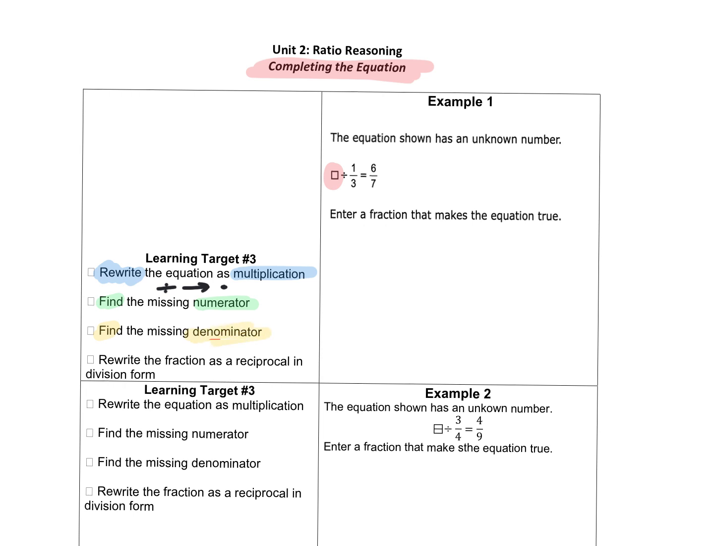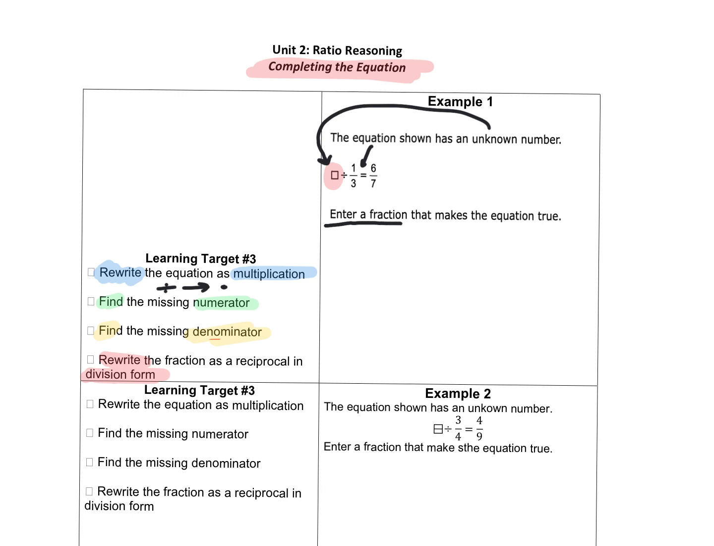And then I'm going to teach you, lastly, how to rewrite the fraction as a reciprocal. So you're going to put it back in division form. Okay? So let's go ahead and get started here. If you look at this box to the right, this problem says the equation, we call it an equation because of that equal sign. The equation has an unknown number. That unknown number is this right here, okay? And they want us to enter a fraction that makes the equation true.